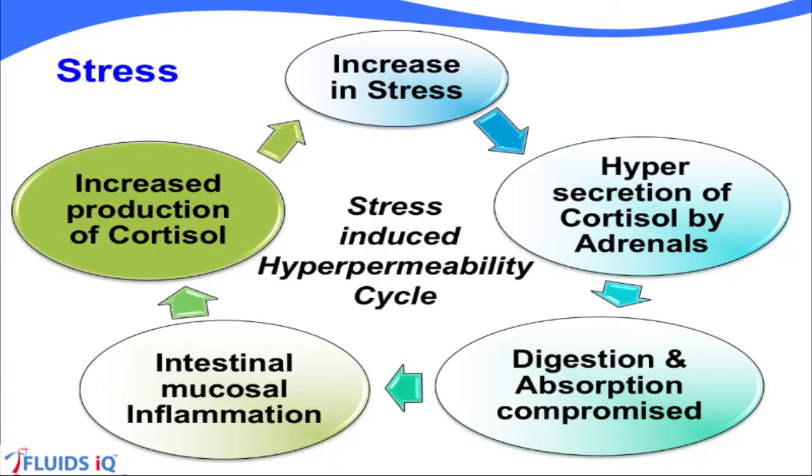When we talk about stress and its effect on intestinal permeability, one can see that you have what's called a stress-induced hyperpermeability cycle. Very, very large phrase, but basically it begins with an increase in stress. That causes a hypersecretion of cortisol by the adrenals, which then leads to digestion and absorption problems, can be quite compromised, which then leads to intestinal mucosal inflammation of various degrees. That in turn leads to increased production of cortisol, which of course then can have even more stress-induced issues. So you can see that this can become a very, very difficult cycle to break.